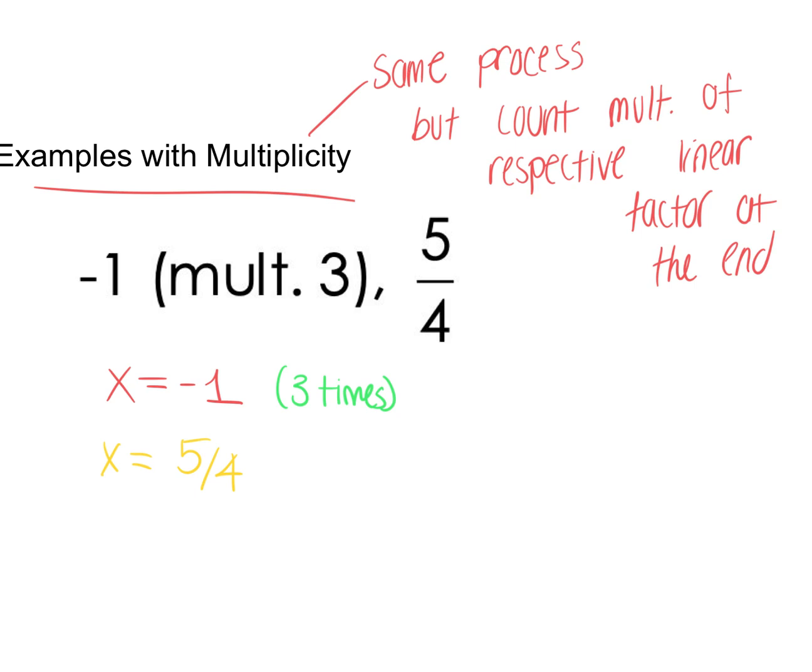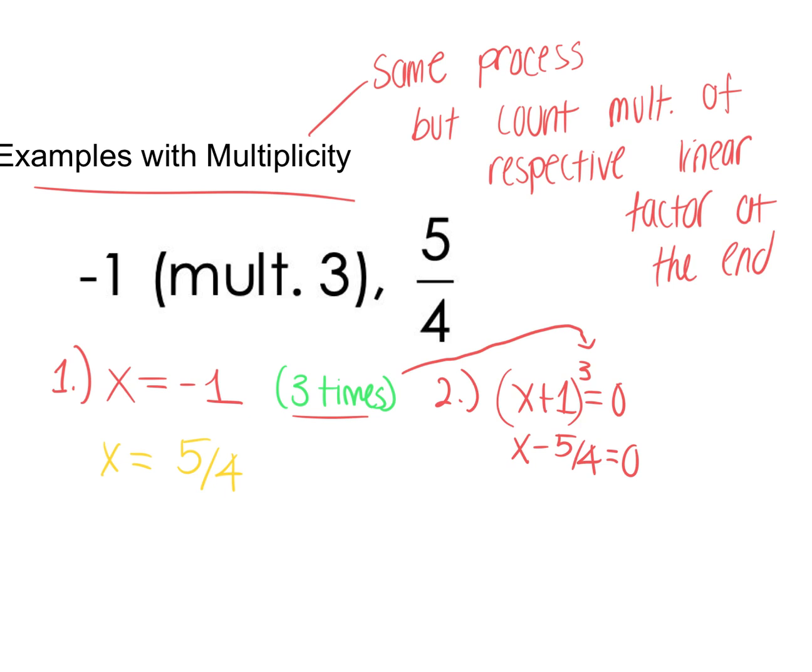So this is step 1. Step 2, we have x plus 1 equals 0. X minus 5/4 equals 0. But technically, this is x plus 1 cubed equals 0. That's the 3 times part. So then our final step is we have f of x is x plus 1 quantity cubed times x minus 5 over 4.